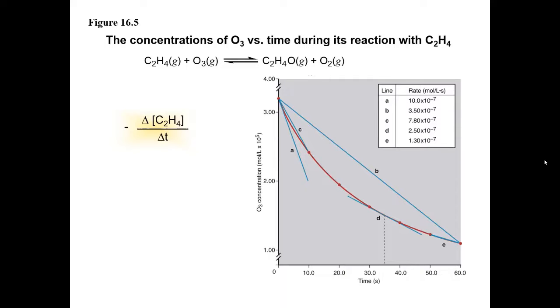Now we can also find a tangent line somewhere else on the graph, and we would call that the instantaneous rate. We won't do too much with the instantaneous rate, but it just means that at any given point, what is the rate, or what is the slope of the line at that point? So D is the instantaneous rate at that point.